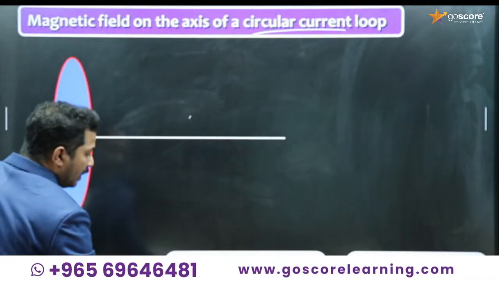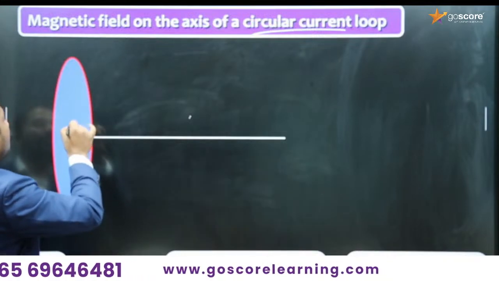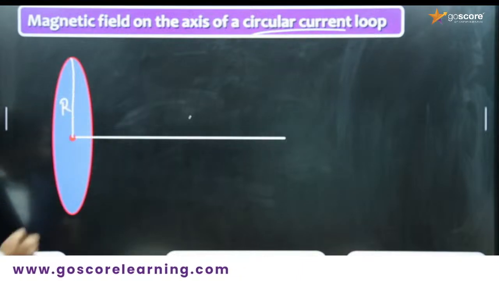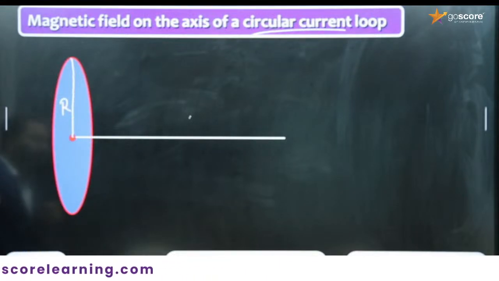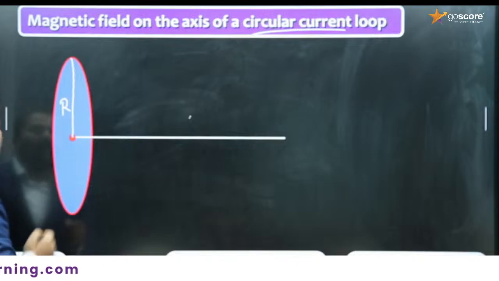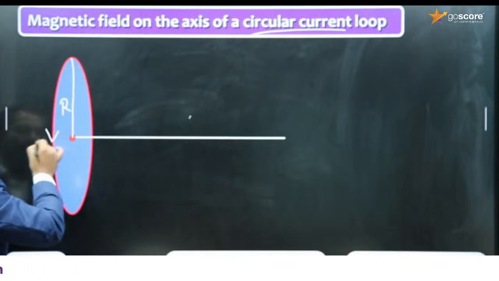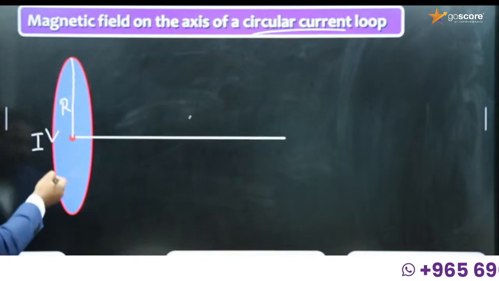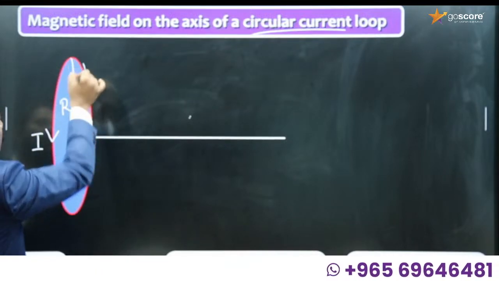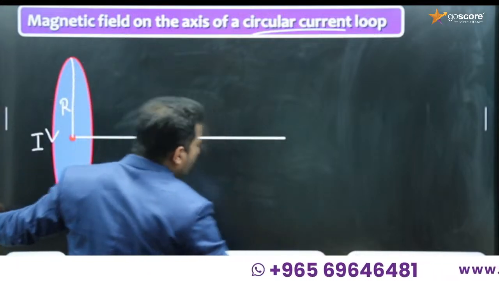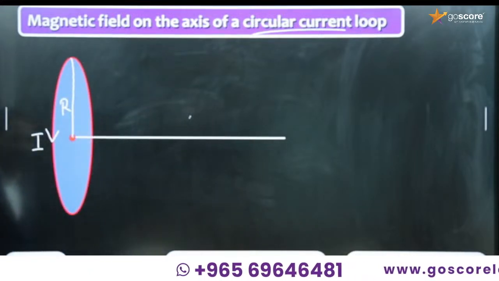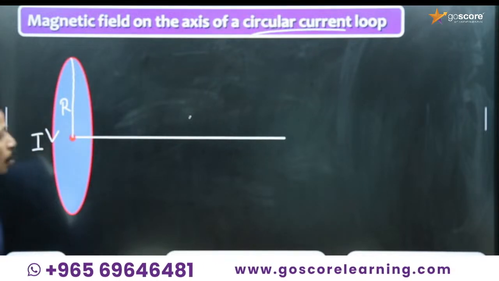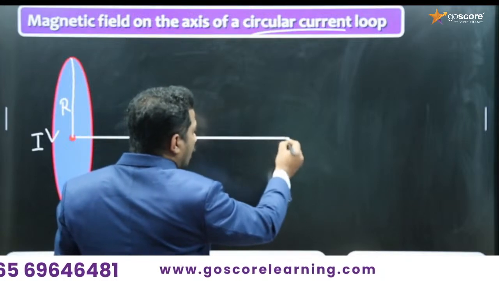Here, the radius of the loop is given by r, and this is the axis of the loop. This loop is carrying a current I, and imagine this part is in front of the board and this side is behind the board. So there will be a current I passing through the loop.